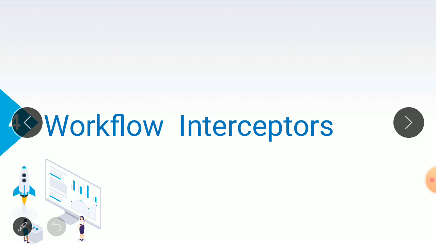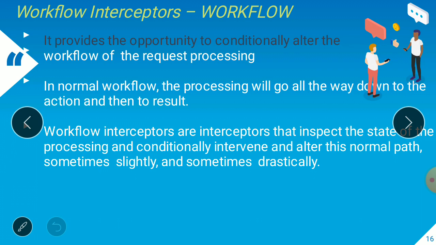Now we are going to see about the workflow interceptors. This workflow interceptor provides the opportunity to conditionally alter the workflow of the request processing. When a request is processing, we have a workflow. First the invoke method gets called, the interceptor's invoke method gets called. In recursion it calls the next interceptor, next interceptor, next interceptor. Finally it calls the action itself and it comes back. It does some pre-processing, post-processing. We have a workflow. Now we can change that workflow, but conditionally, not unconditionally.